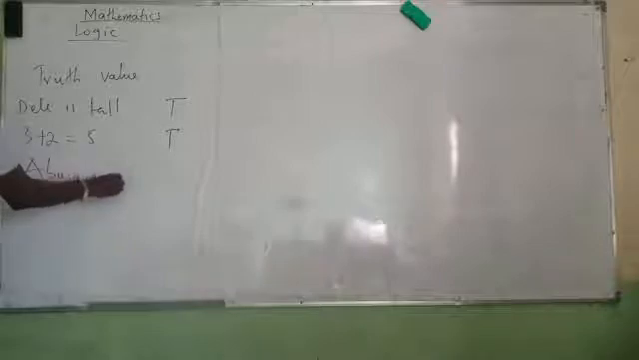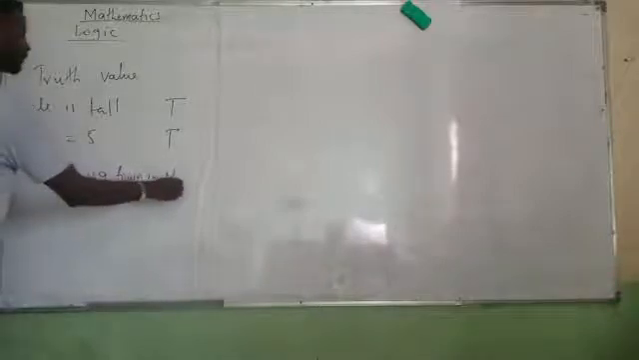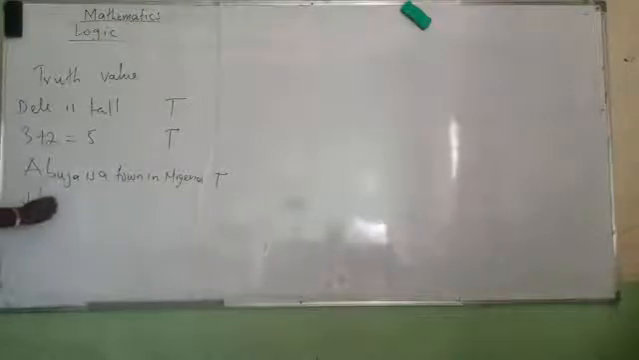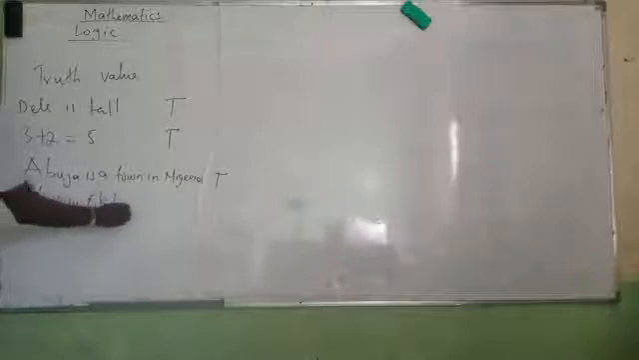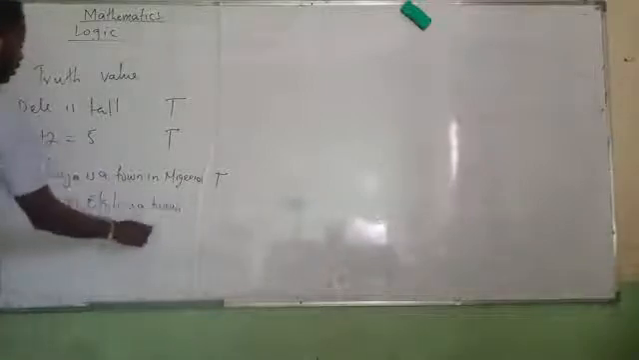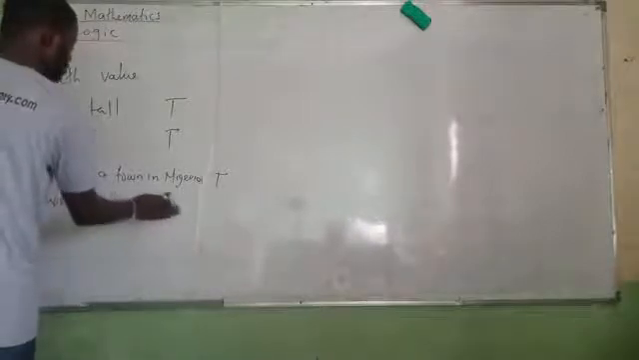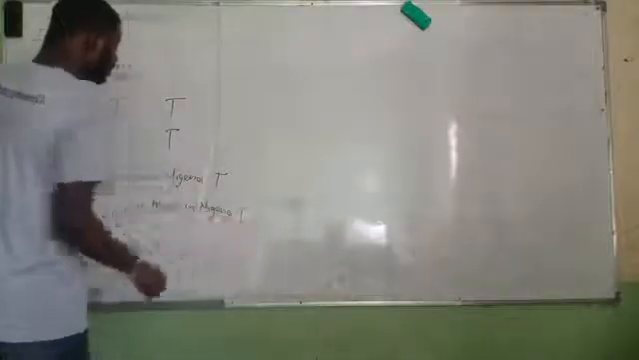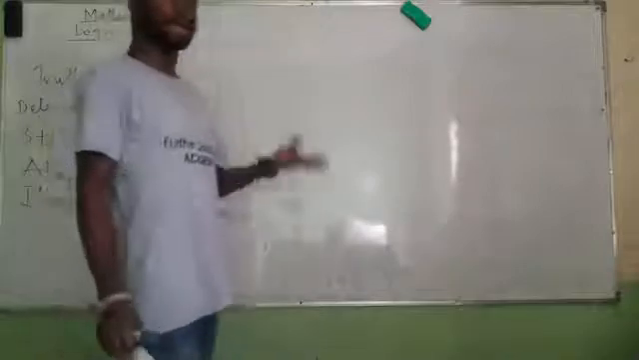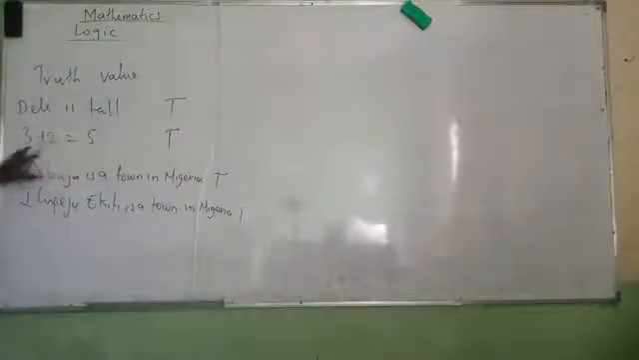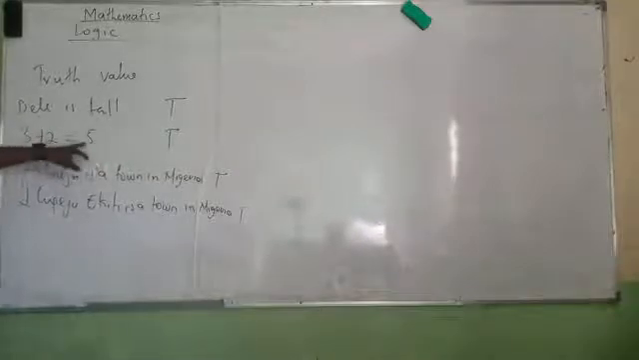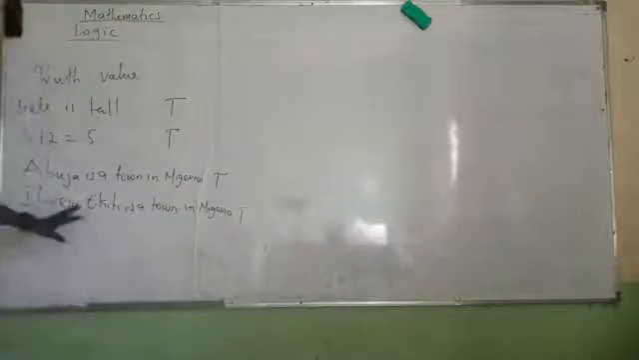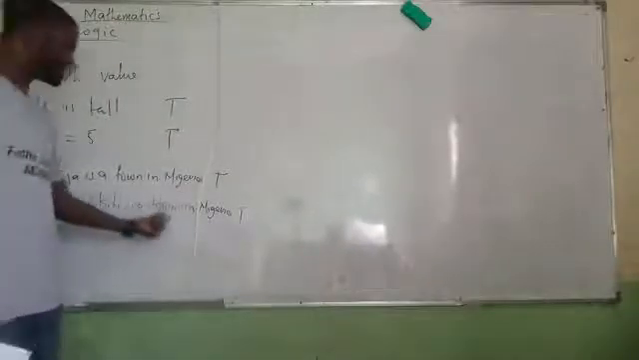Now, let me talk about Abuja. Abuja is a town in Nigeria. It is true. Now, another one, Ilupeju Ekiti is a town in Nigeria. True. Now, can you see that Dele is tall? True. 3 plus 2 equals 5. True. Abuja is a town in Nigeria. True. Now, Ilupeju Ekiti, that is the name of my hometown, is a town in Nigeria.